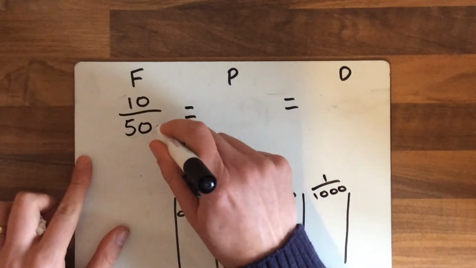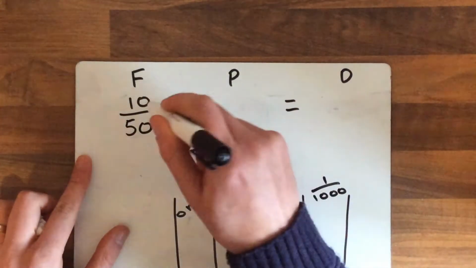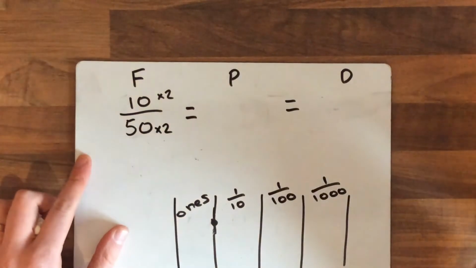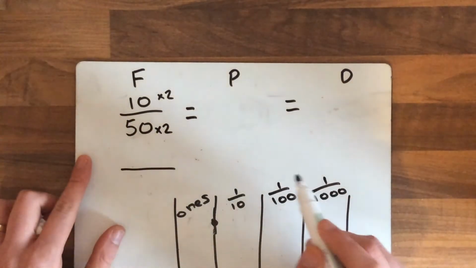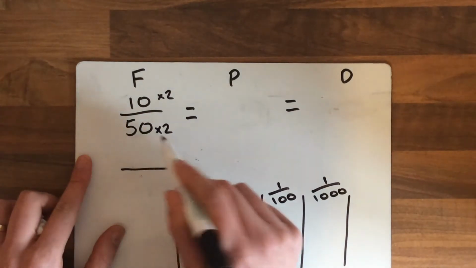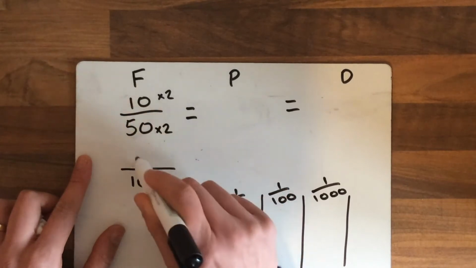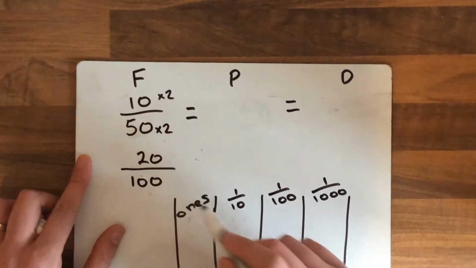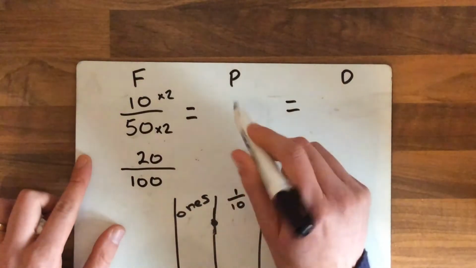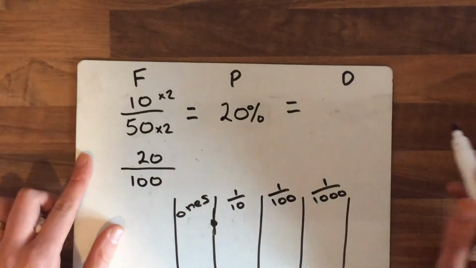So just like we did yesterday, it needs to be times by 2, doesn't it? It needs to be doubled. And so does this. Okay, it's still an equivalent fraction, it's still the same size, but we've just converted the denominator to 100. So 50 times by 2 is 100, 10 times by 2 is 20. So these 2 are equivalent to each other. The denominator is now 100, which percent is out of. So the numerator becomes the percentage.